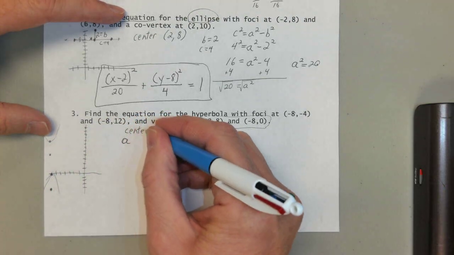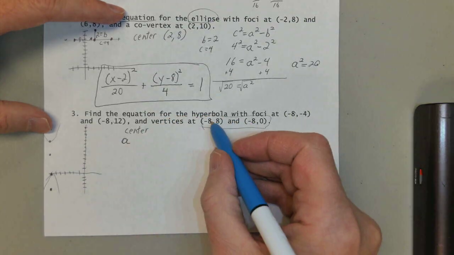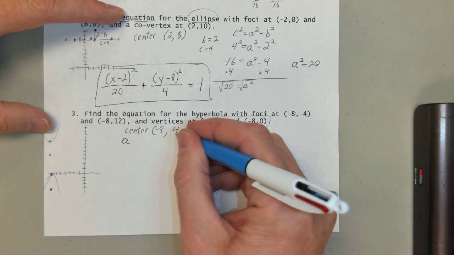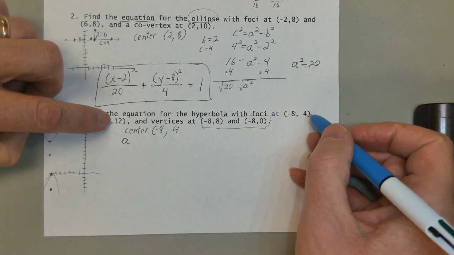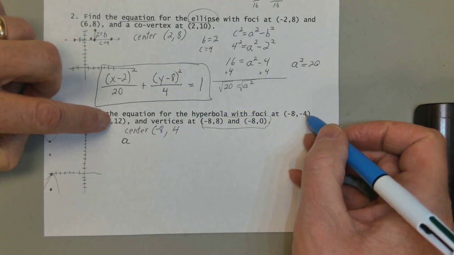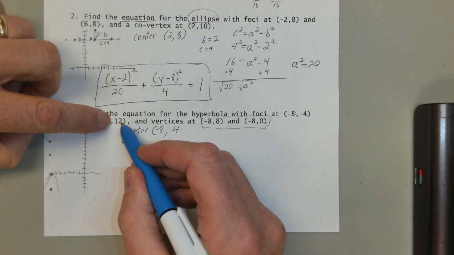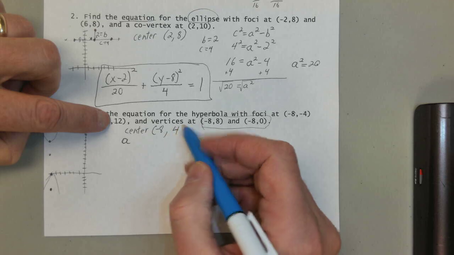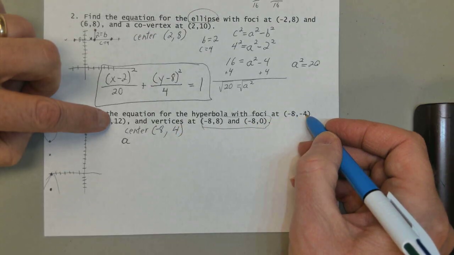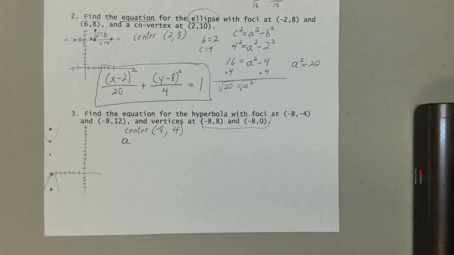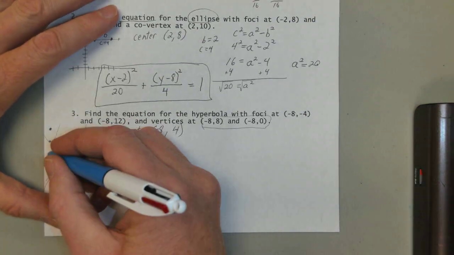The center is at (-8, 4), and it's 4 because it's halfway between 12 and -4. If you look, that's 16 units, and if you take 8 away from 12, you'll be at 4. If you take 8 above -4, you'll be at 4. So the center is (-8, 4).